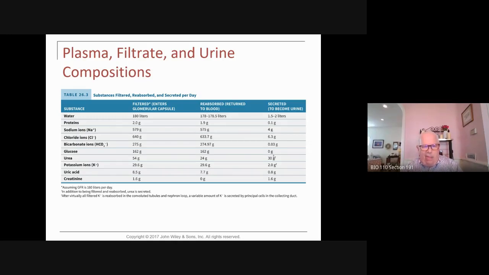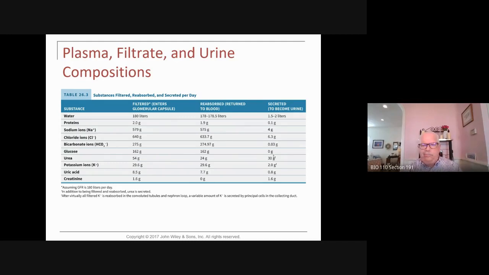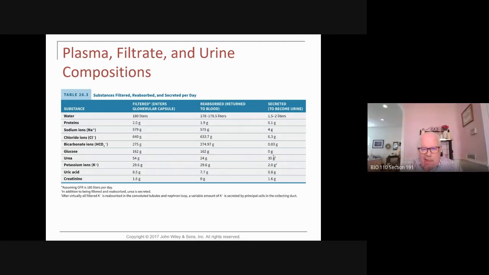Okay? Can someone tell me, where does creatinine come from? What makes creatinine? Dennis, do you know? I'm not really sure. Hannah, do you know? No, I'm not sure. Is it protein? Yes, it is protein. That's number 1. Number 1 is protein.